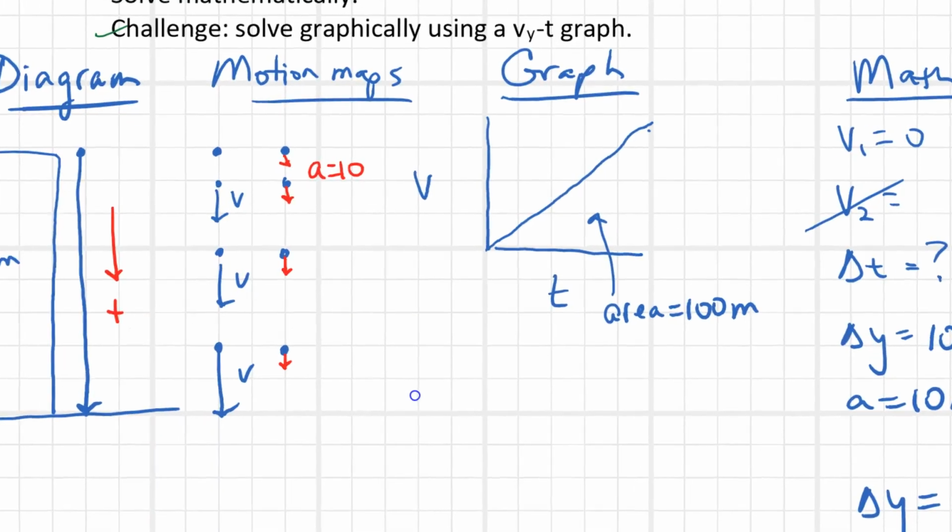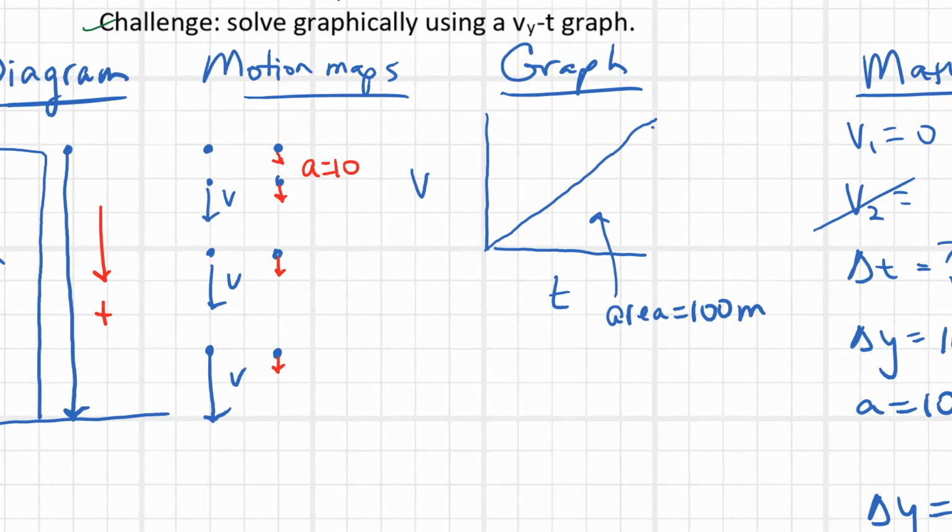For the motion map, I wrote a velocity motion map, and then with the same dots in the same spots I did acceleration. Acceleration again is always 10 downwards. The velocity is increasing. I didn't figure out numbers for that because I didn't know how many seconds it would be, so I wasn't sure how many dots.